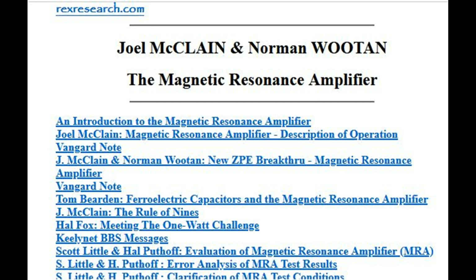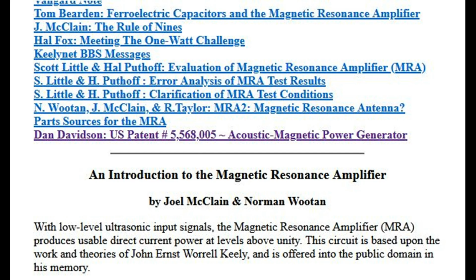An Introduction to the Magnetic Resonance Amplifier. By Joel McLean and Norman Wooten. With low-level ultrasonic input signals, the magnetic resonance amplifier, MRA, produces usable direct current power at levels above unity.